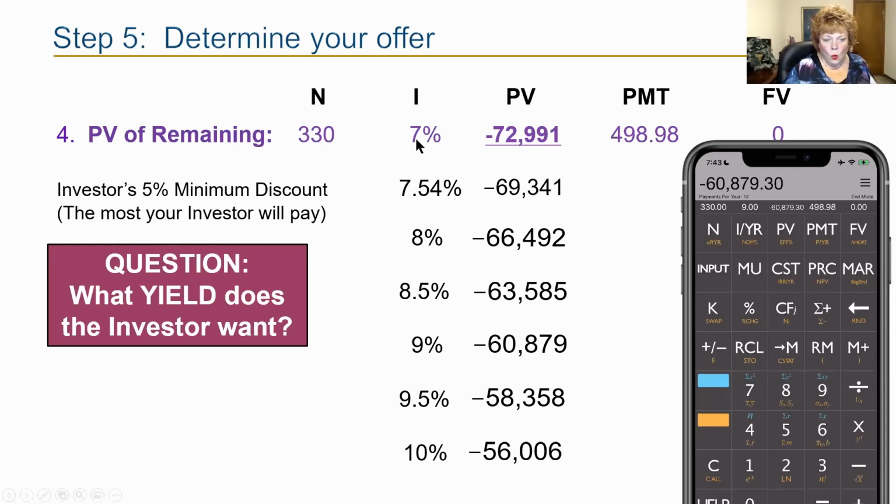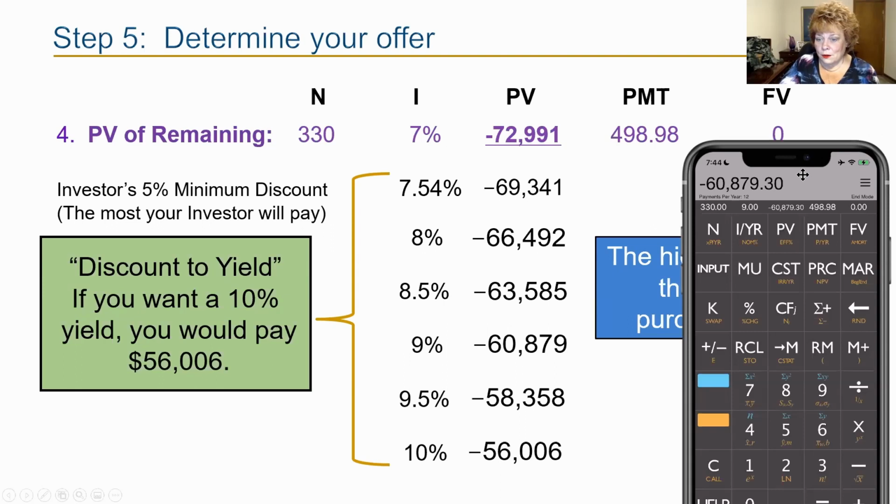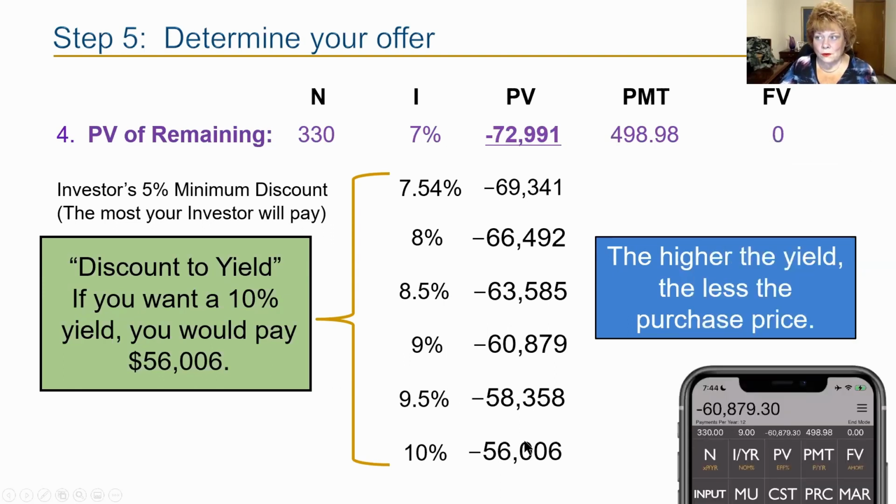So what yield does the investor want? What we've calculated here is discounting to yield these numbers. If your investor wants a 10% rate of return, then your investor would pay $56,000 for it. If your investor wants a 9% rate of return, he would pay $60,879. And as I mentioned before, the higher the yield, the less the purchase price.